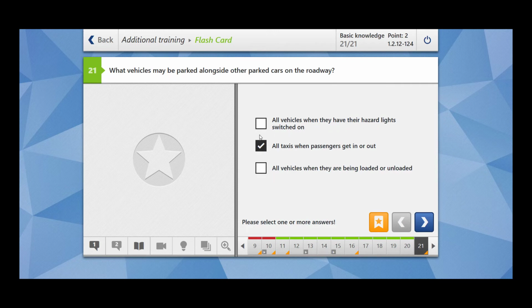All vehicles when they have hazard lights switched on? No. You put hazard lights on whenever there is a kind of emergency. It doesn't mean that you can park along with the parked car. All vehicles when they are being loaded or unloaded, this is also incorrect. But all the taxis who want to get the passengers in and out, they can park along with the parked cars on the roadway.